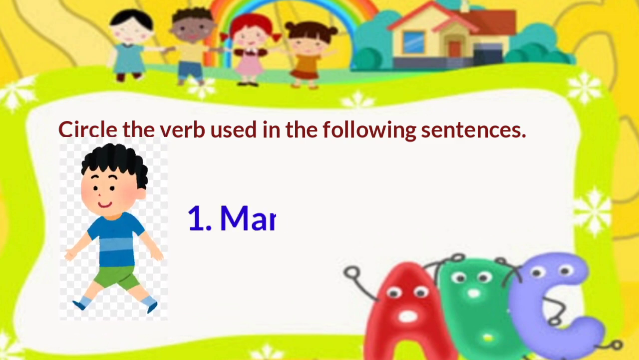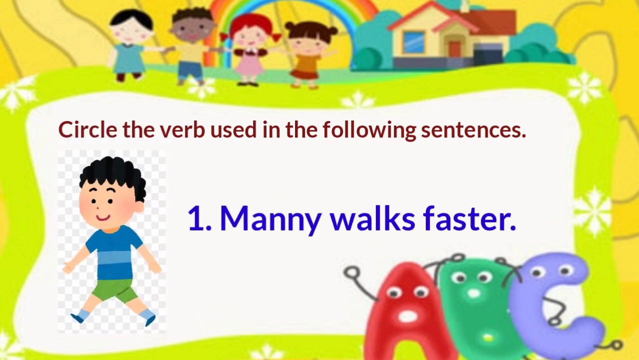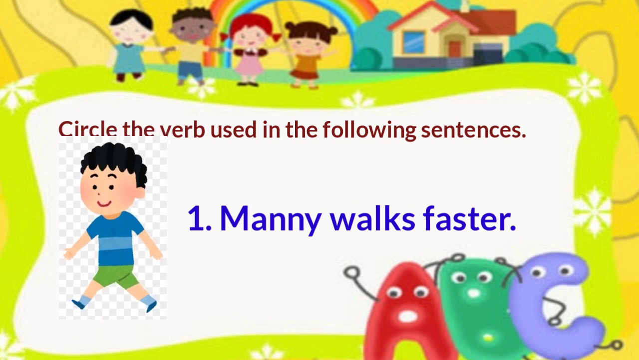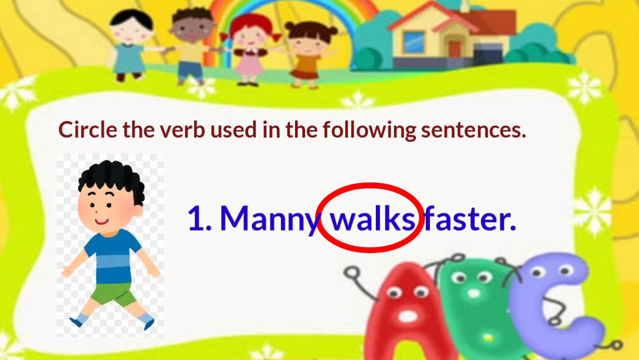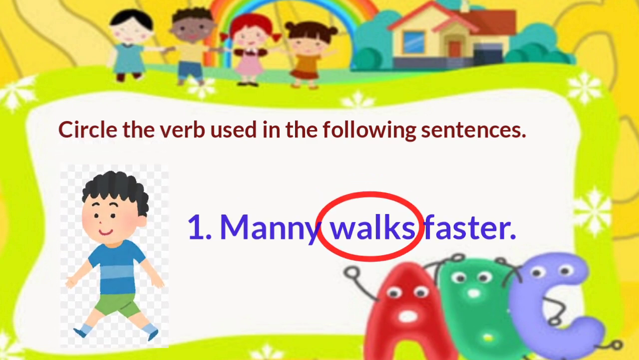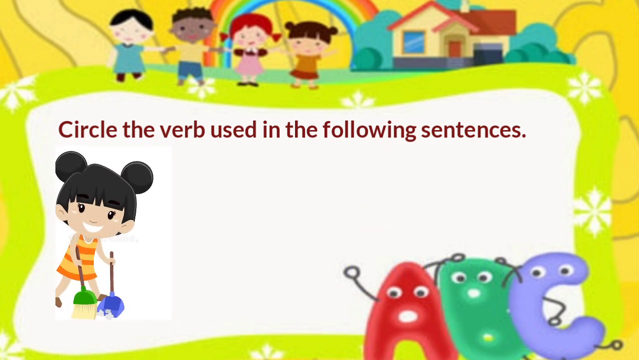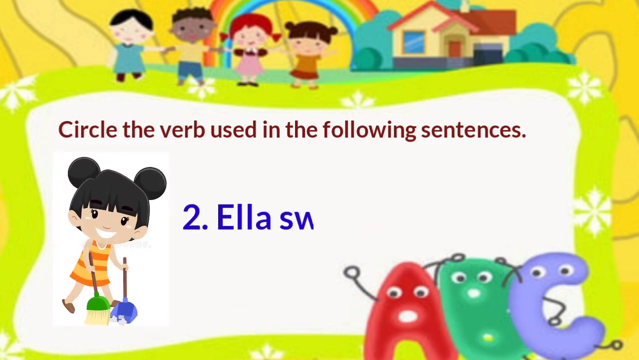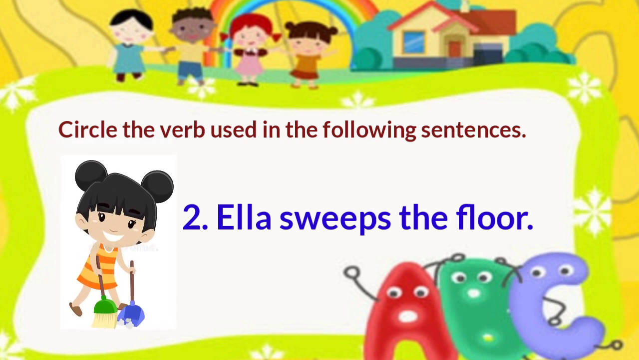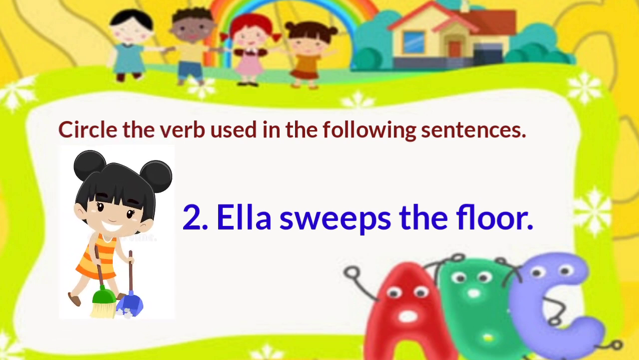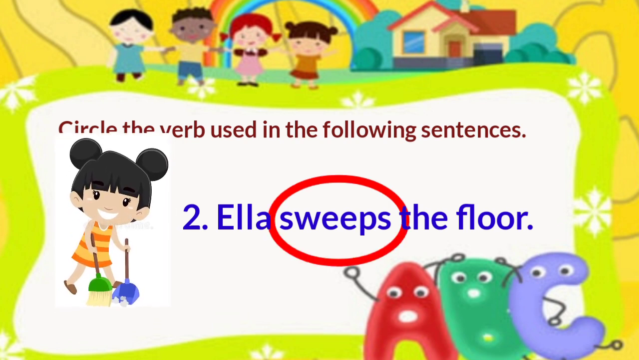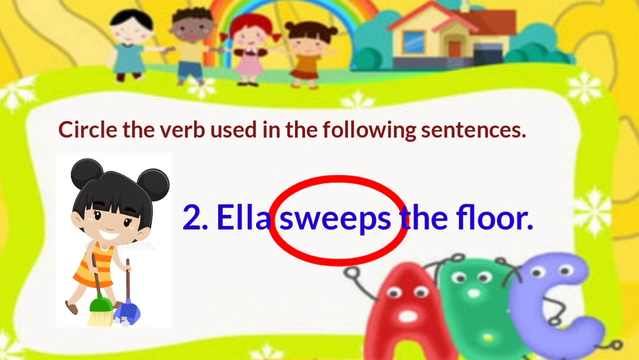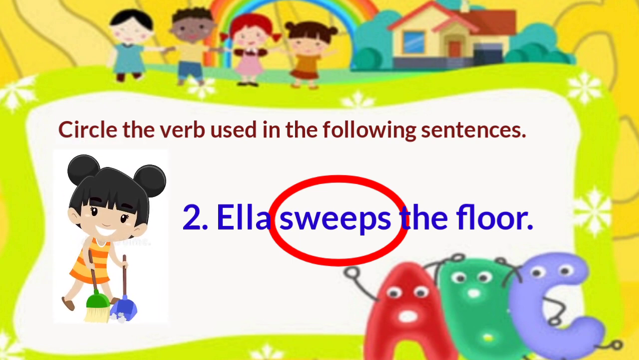Number 1. Manny walks faster. Walks. That is correct. Number 2. Ella sweeps the floor. Sweeps. That is correct.